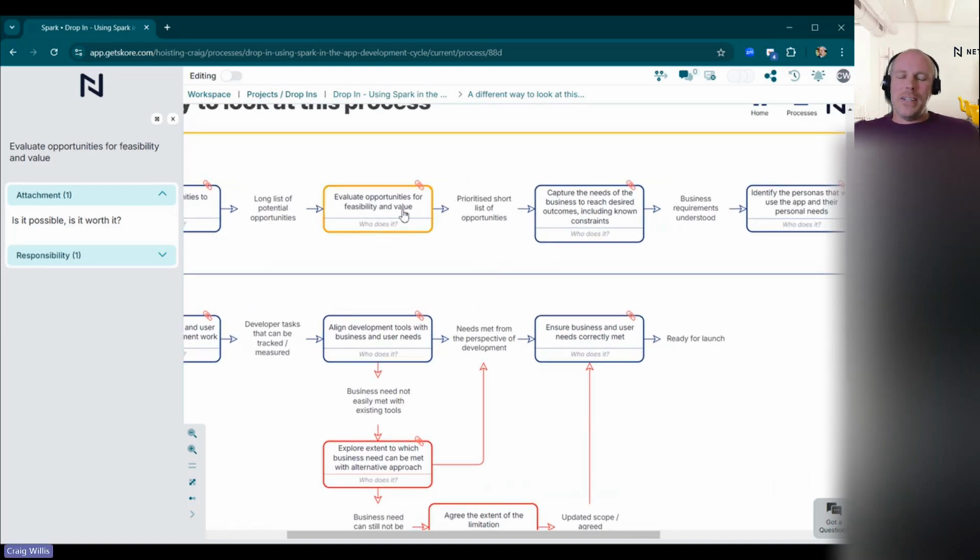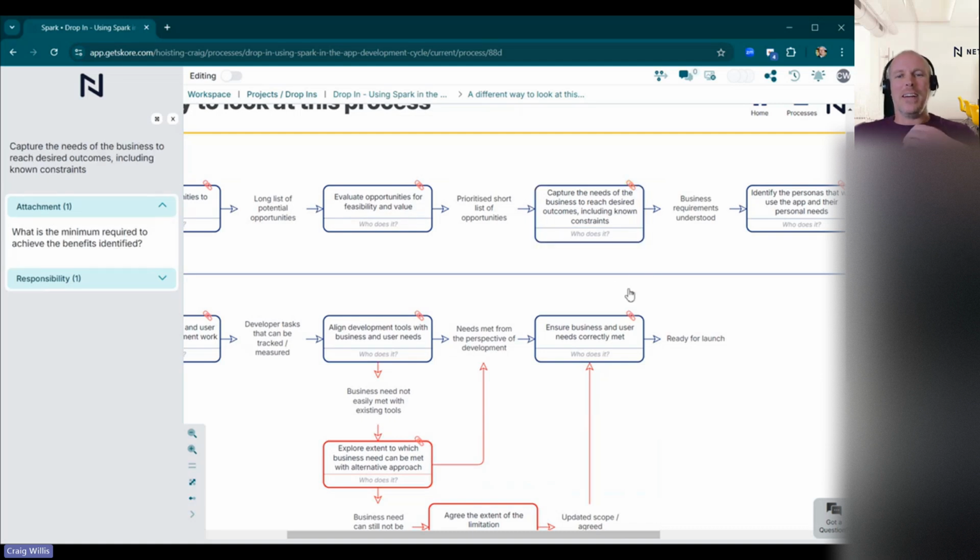Then, once you've addressed that, you need to dig in. Again, this is typically covered by the requirements, but it's capture, and I've changed the language here to say: the needs of the business to reach the desired outcome, including the known constraints. Another way I thought to think about it is: what's the minimum required to achieve the benefits that we've identified in the previous step?